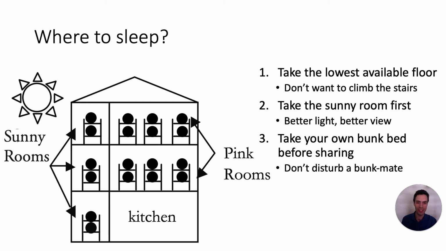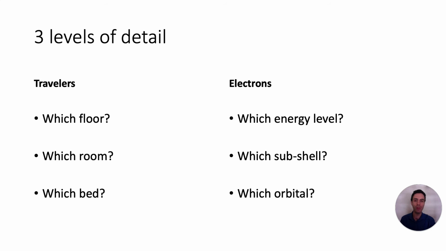You may have noticed that this is actually an analogy to talking about electrons. The question is, where are electrons? And there are 3 main ways to answer this question. One way is, which floor are you sleeping on? Are you on the first floor, or the second floor, or the third floor? And this is like energy levels. Which energy level are the electrons on?